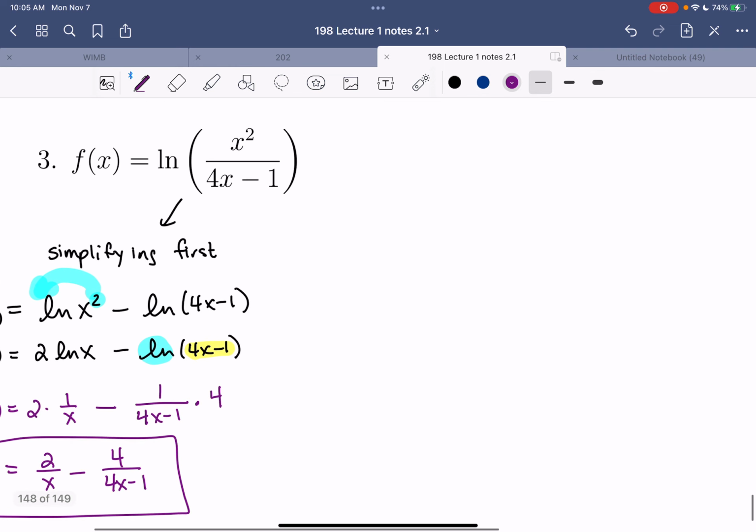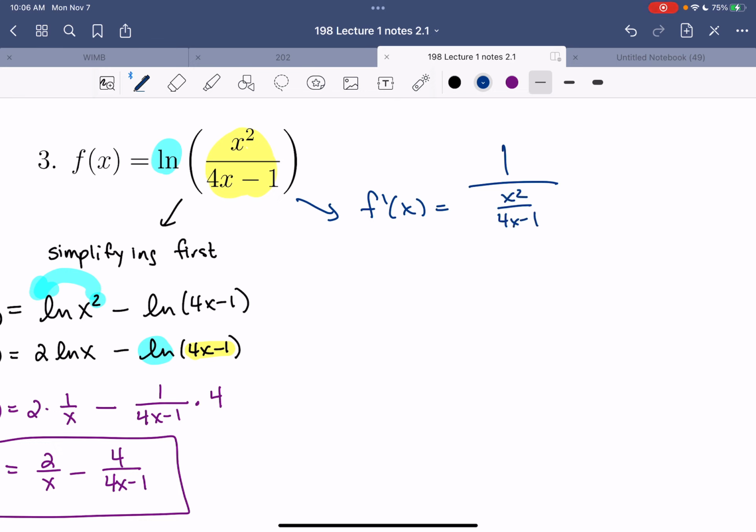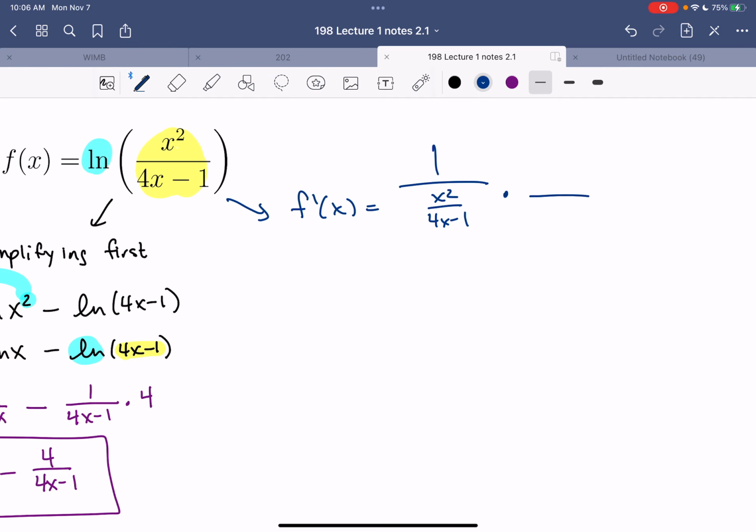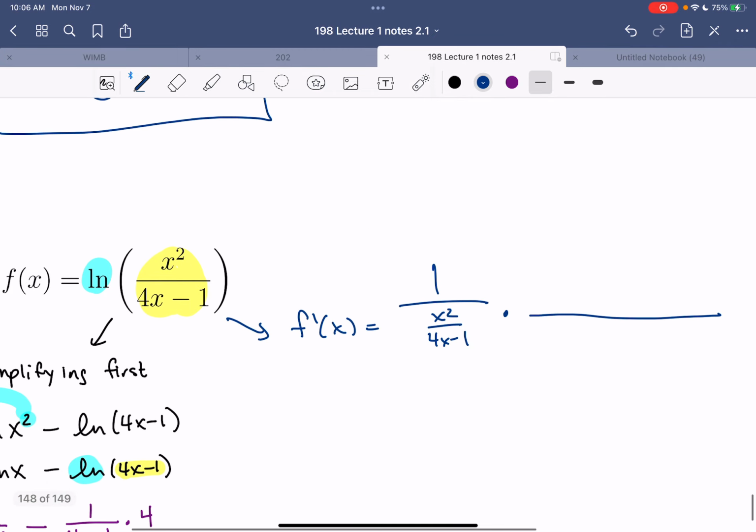Option 2, if you didn't see to simplify, would be to think about this as an inside function and an outside function. So the derivative of the natural log is 1 over whatever I have there. So f prime of x is equal to 1 over x squared over 4x minus 1. Okay, when we take reciprocals, we know what happens to complex fractions. It's going to flip them over, but we'll deal with that in a second. Times the derivative of what's inside, and the derivative of what's inside is a quotient.